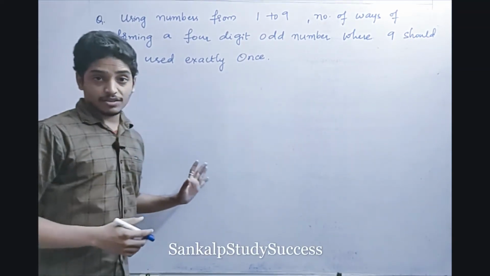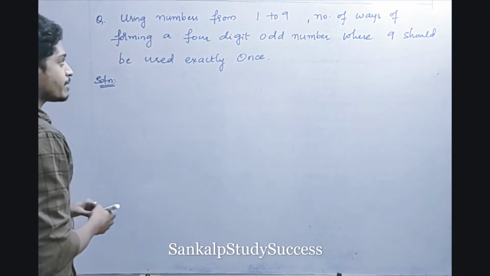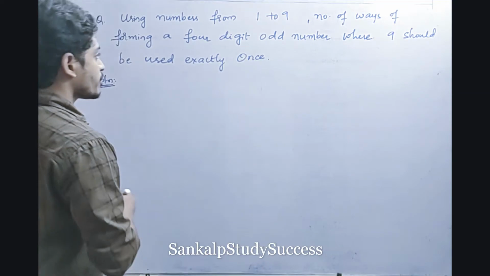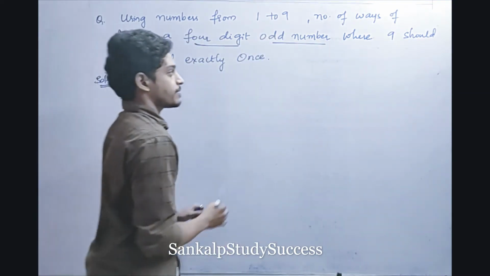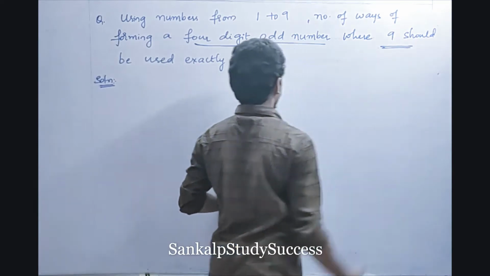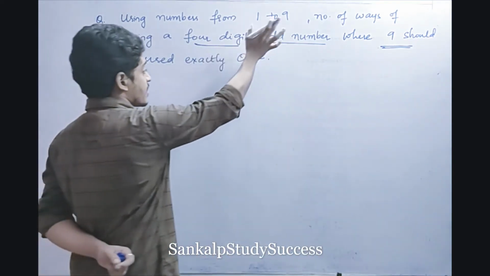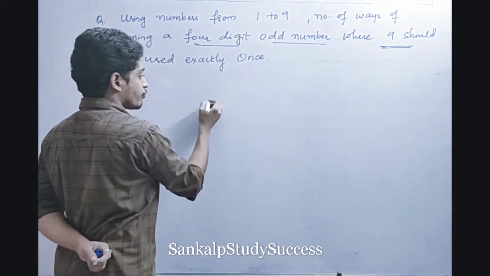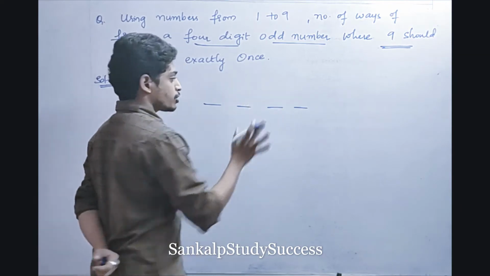Okay friends, next question. This is a somewhat logical question. Using the numbers from 1 to 9, find the number of ways of forming a 4-digit odd number where 9 should be used exactly once. So this is the very important condition. 9 should be used exactly once, and he is asking only for a 4-digit number, and also he is asking for an odd number, and 9 should be used exactly once.